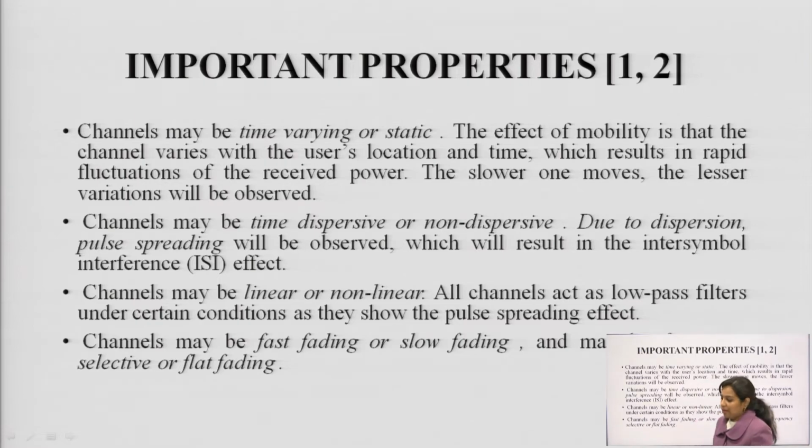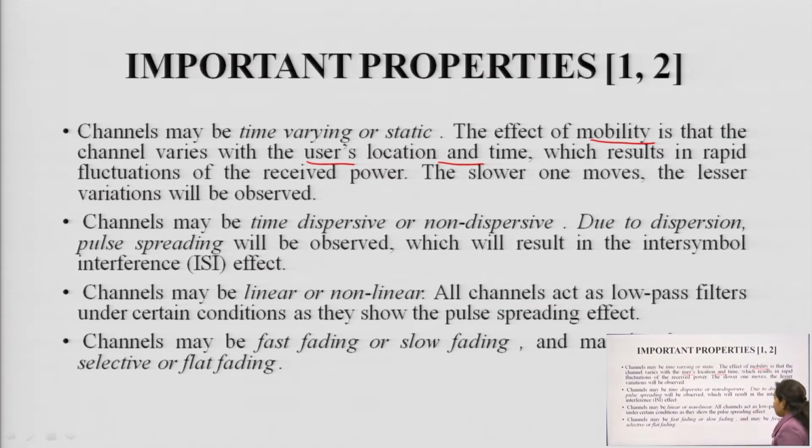Important properties: the channel may be time varying or static in nature. The effect of mobility is that the channel varies with the user's location and time. Since this is mobile communication, two things are there. First, it is wireless. Secondly, mobile. Mobile here does not mean your handset; it means the transmitter and receiver may both be moving, but most of the time the receiver to which you are initiating a call is moving. When it is moving, the Doppler shift or Doppler effect comes into the picture, which changes the characteristics of the signal.